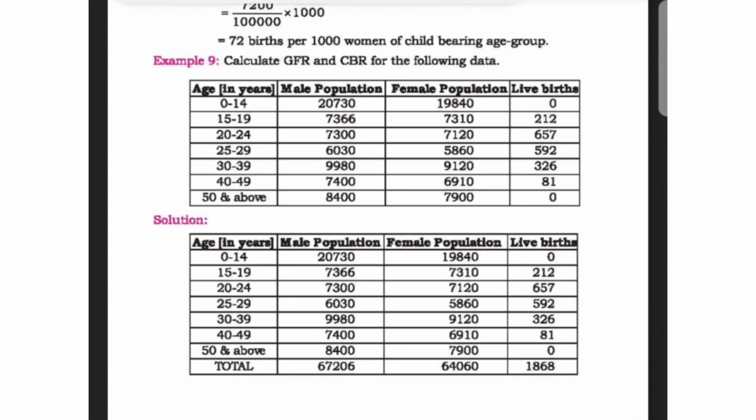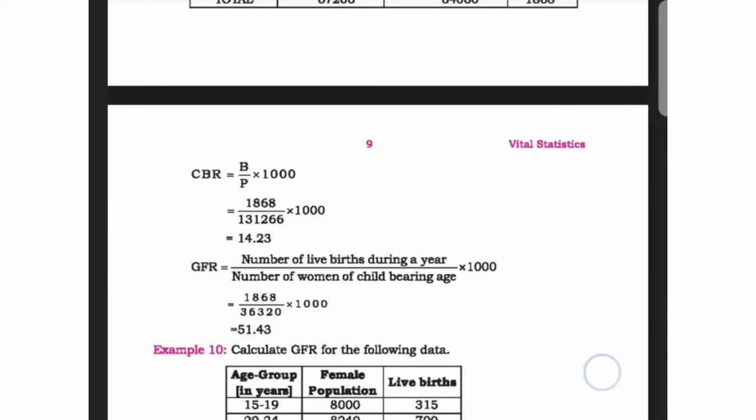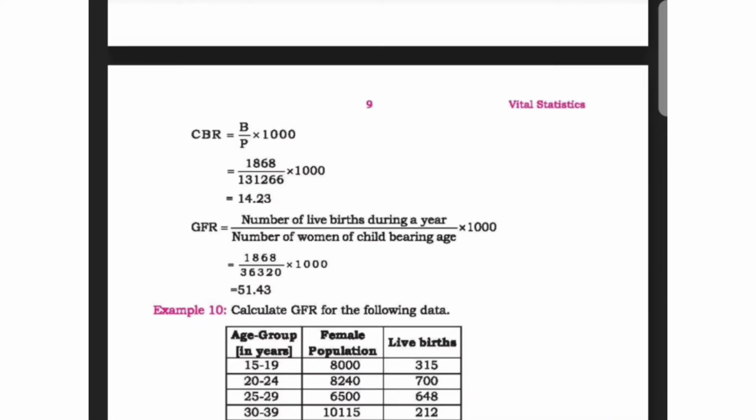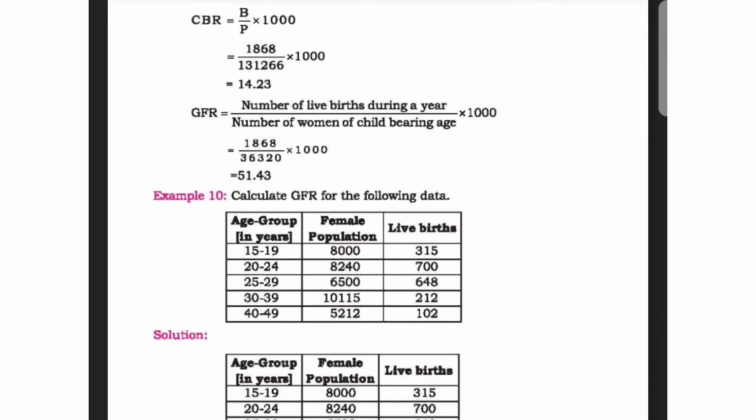The 1 mark is for the table, okay, and here for CBR you get 2 marks, and for GFR you get 2 marks over here. I hope you will calculate. Don't forget the GFR: only the number of female population of childbearing age, 15 to 49, you have to calculate, okay.